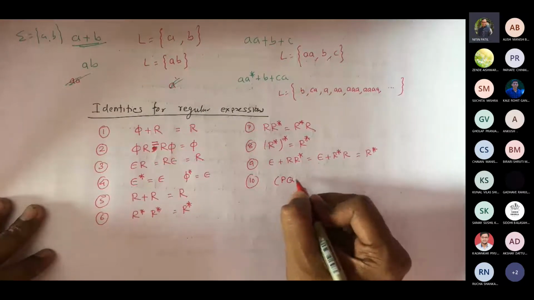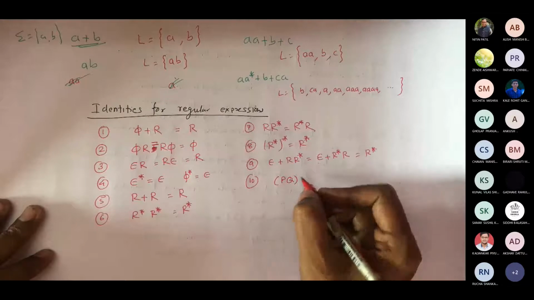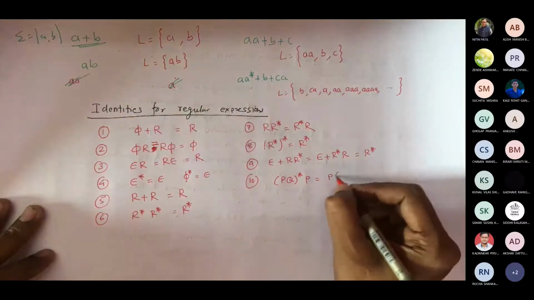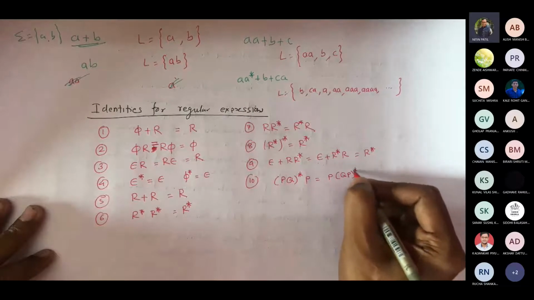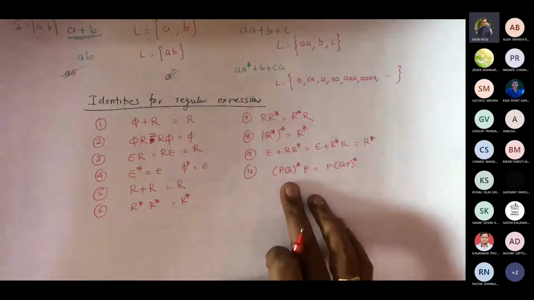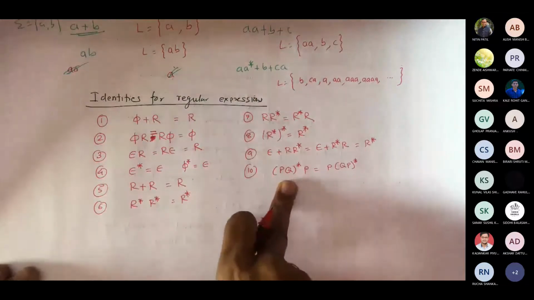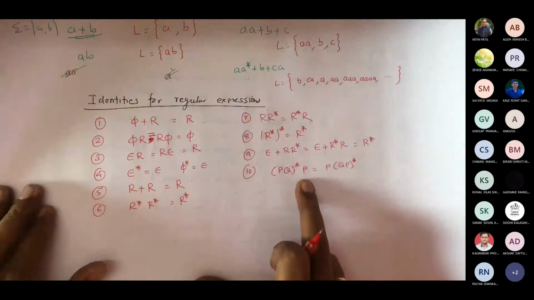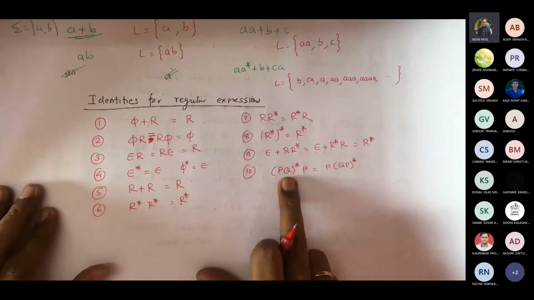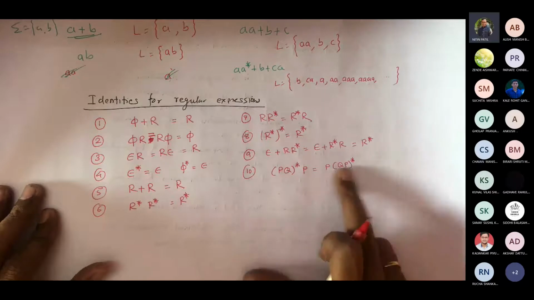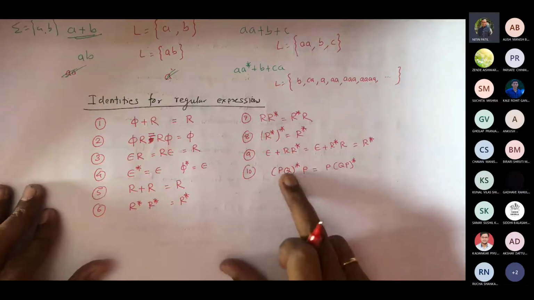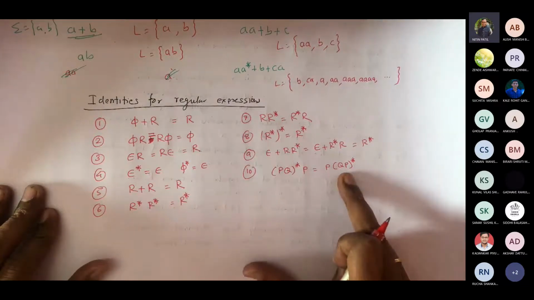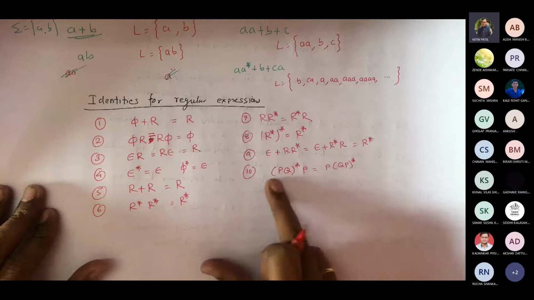Identity number tenth: P Q star P equal to P Q P star. Can somebody prove this? Am I right? Try to use the similar thing. String ending with P. If this is empty, string is P. If this is empty, string is P. If you take PQ, PQ, PQ, PQ, P, P, QP, QP. So anyway, you would be getting the same strings, correct?